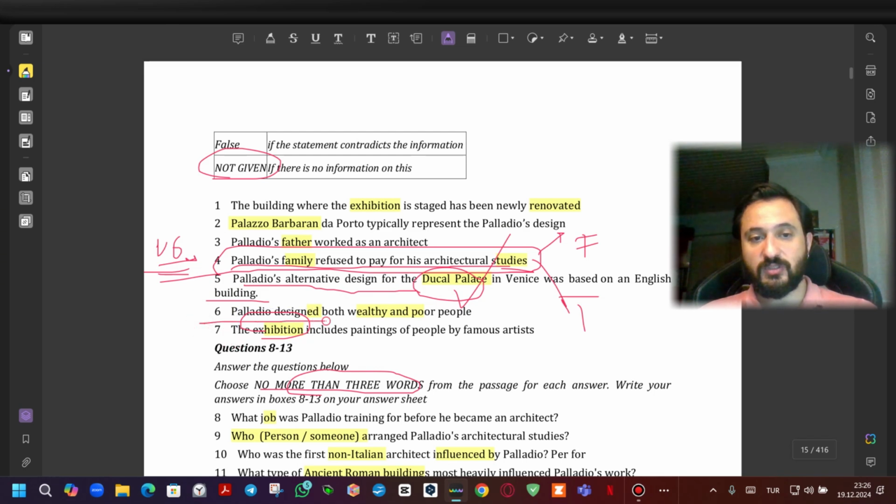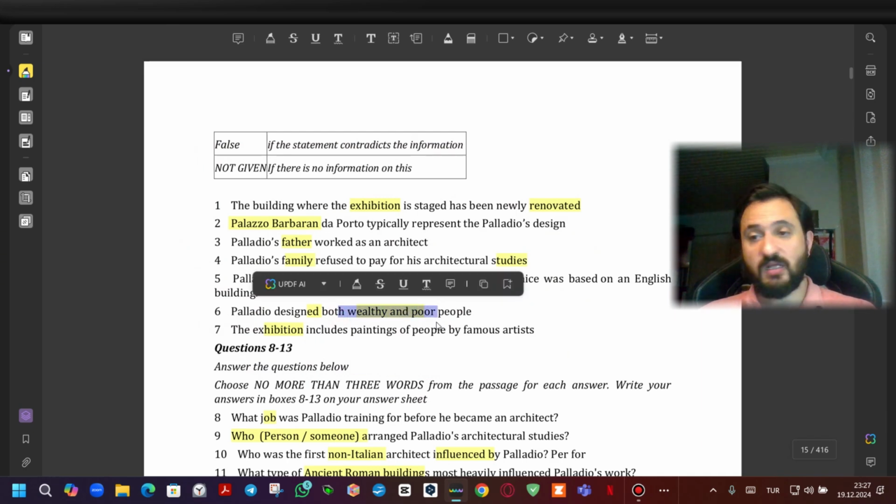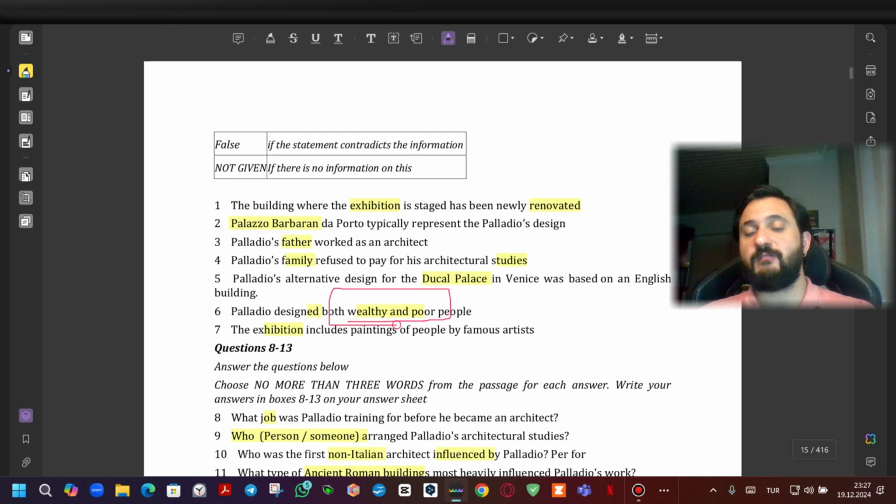And then Palladio designed both wealthy and poor people. What I said to you, did you remember? If you see such simple words, wealthy, poor, A1, A2 level, IELTS never asked such a question. It means absolutely you will find wealthy and poor people, but not like this. Synonyms. Or maybe a sentence directly showing wealthy people or poor people. Or maybe a structure, a group of words. Okay? You have to be careful. So, wealthy, poor people, it means social status of people you need to find.